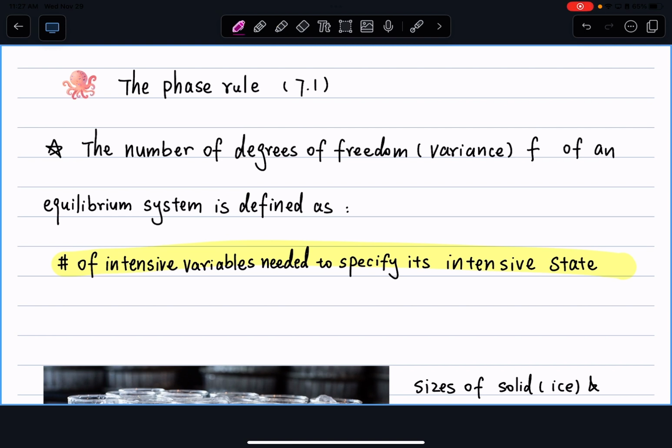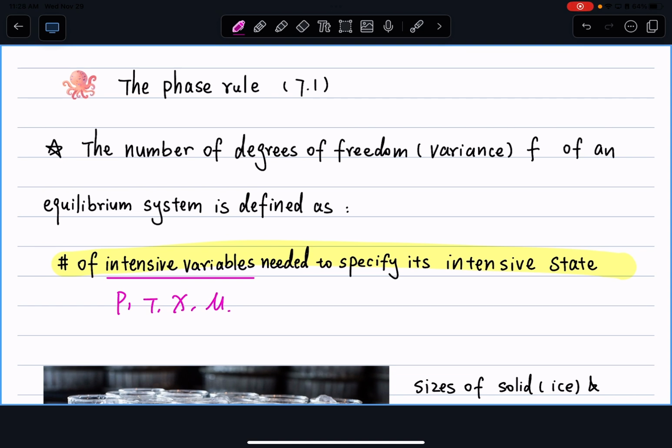Here are some examples of intensive variables: pressure, temperature, mole fraction, or chemical potential. These are all intensive properties. And remember, intensive properties don't care about how big the system is. Like a cup of water, the density of one cup of water and the density of a ton of water is the same. So density is an intensive property. Extensive properties include volume, Gibbs free energy, and internal energy.